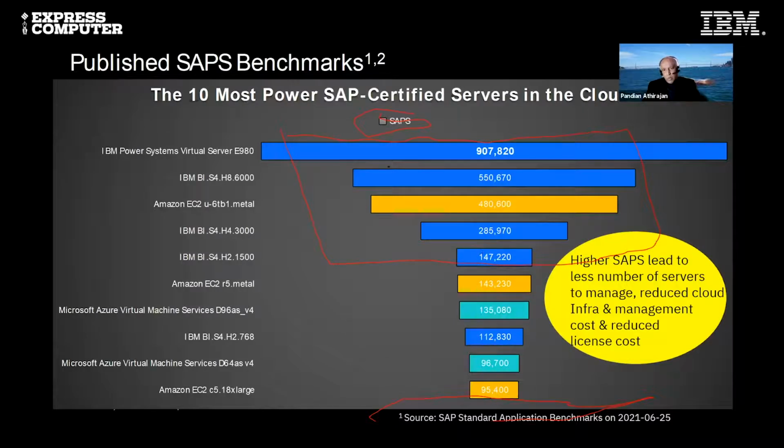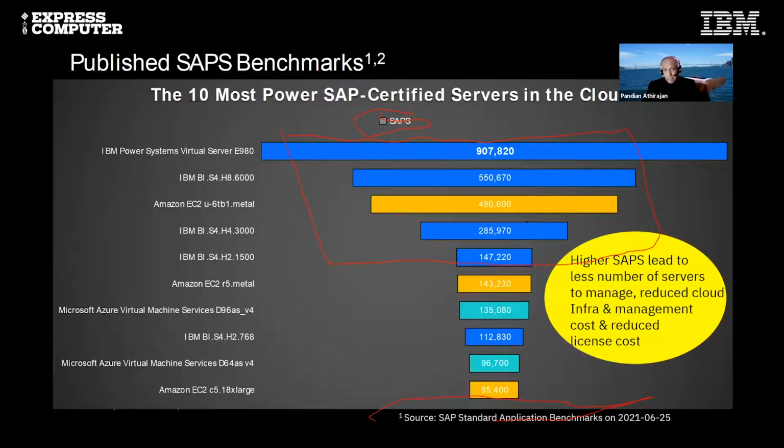The beast in the whole of this list is going to be our Power System Virtual Server, E980, that is basically providing 908K of SAPS, followed by again another IBM server, 6 terabyte x86, that can provide 550K, followed by same capacity, 6 terabyte from Amazon that can only provide 480K, 70K less than what IBM provides. Then the 3 terabyte, 1.5 terabyte, again, IBM beats everybody very, very easily.